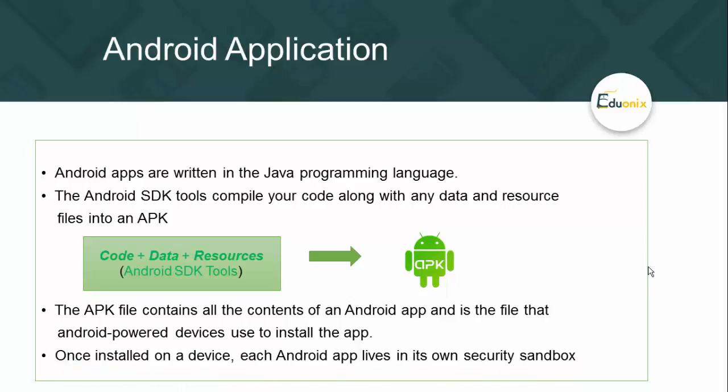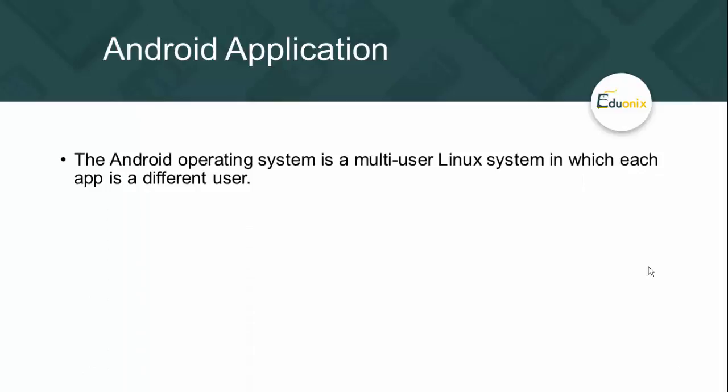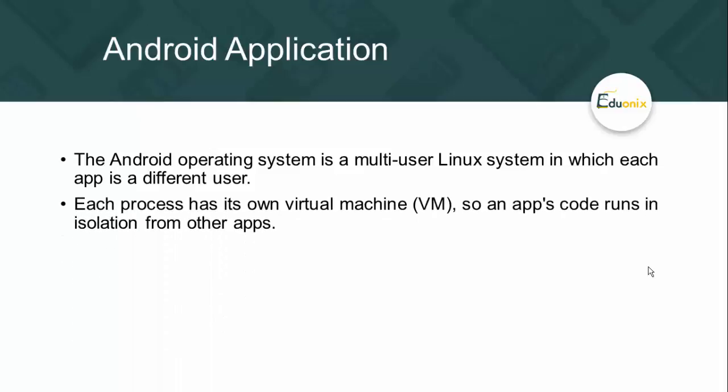Once installed on a device, each Android app lives in its own security sandbox. This means one application is not allowed to fetch data from another. The Android operating system is a multi-user Linux system in which each app is a different user. Each app runs in its own Linux process. Android starts the process when any of the app's components needs to be executed.